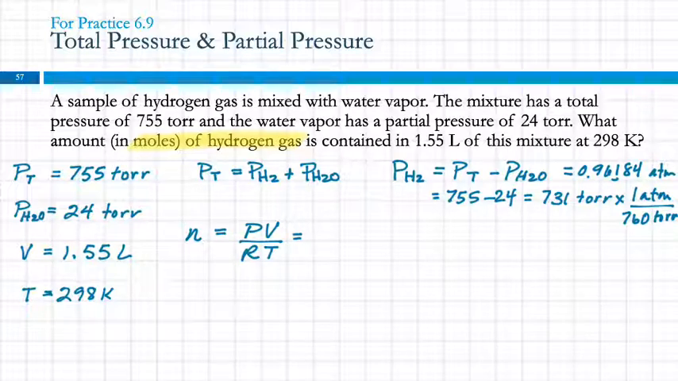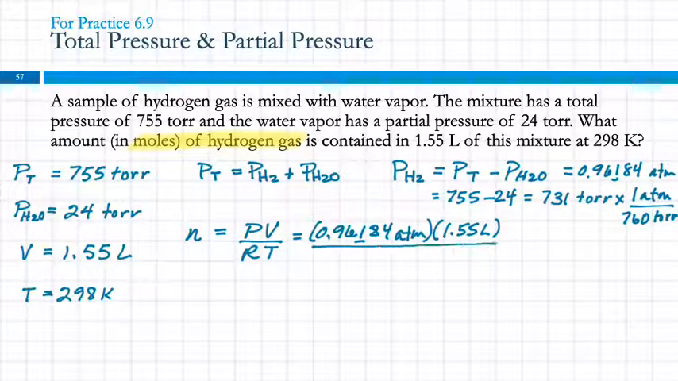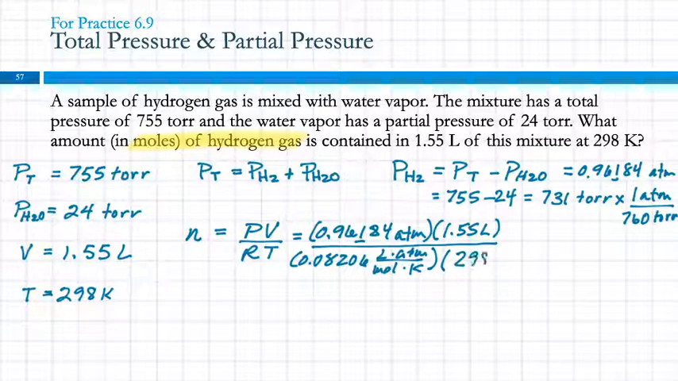So I've got all the numbers I need. I'm going to put them into my equation. 0.96184 atmospheres. Always, always, always write the units. 1.55 liters divided by 0.08206 liters times atmospheres divided by moles times Kelvin. And the temperature is 298 Kelvin. Check your units. Atmospheres cancel, liters cancel, Kelvins cancel. End up with 1 over 1 over mole, which is the same as mole.